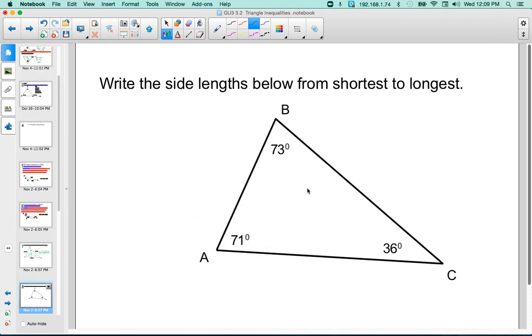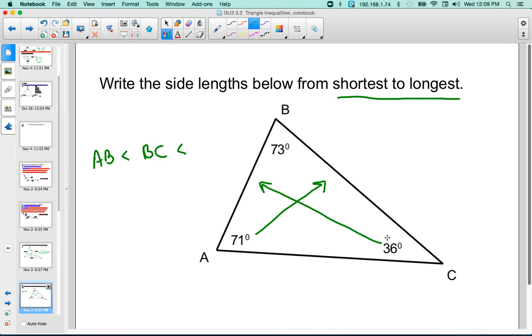All right. Side lengths from shortest to longest. Same idea. Let's go from the smallest angle. There's our shortest side, AB. Now, in this case, we don't have to write the measure of AB. If we just write AB, that's talking about the length between A and B. And the next biggest one would be BC. And lastly, AC. There we go. There's our sides from shortest to longest.